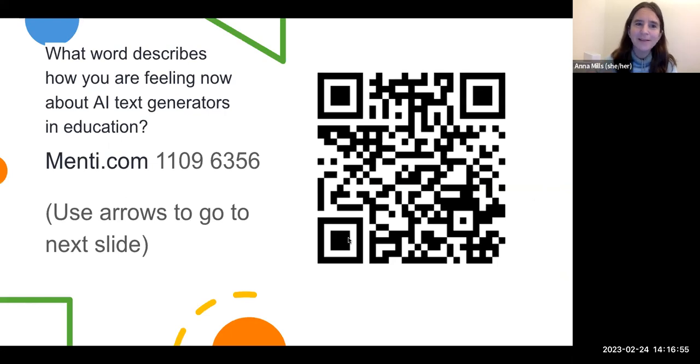So I wanted to pause there and just acknowledge kind of the role that emotions might play. It's been really important for me to watch my own emotions as I've learned about this and tried to figure out my responses. So if you would, I thought we could do a little word cloud to see how people are feeling right at the moment about the impact on education.